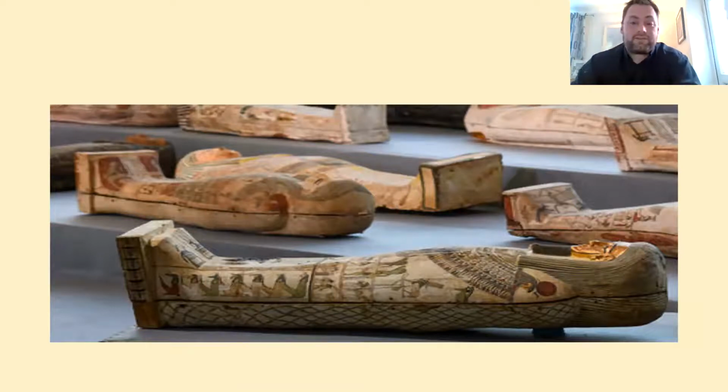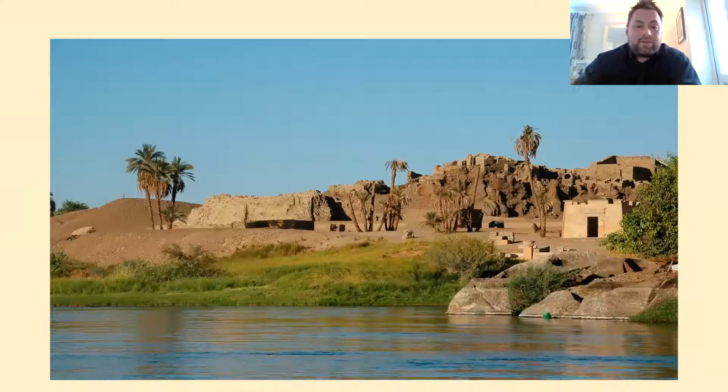So that's a sarcophagus. And here we've got a picture of the River Nile and some old abandoned ruins from ancient Egypt times as well. The River Nile was very important in ancient Egypt. It's still important today, but the River Nile was a great source of food because of the animals that live in the water.